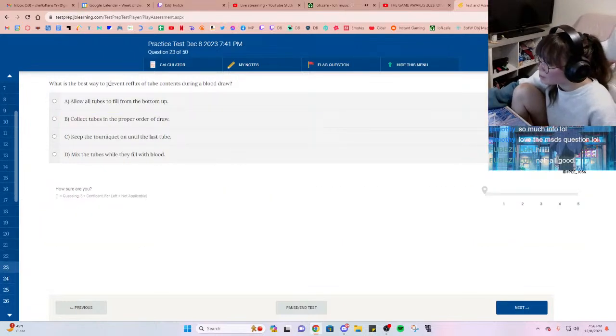What is the best way to prevent reflux of tube contents during a blood draw?